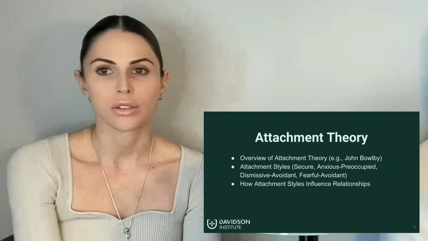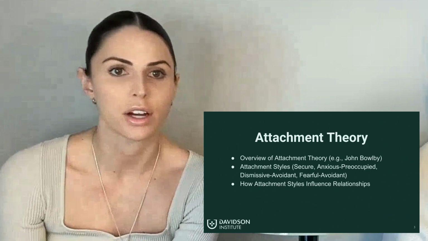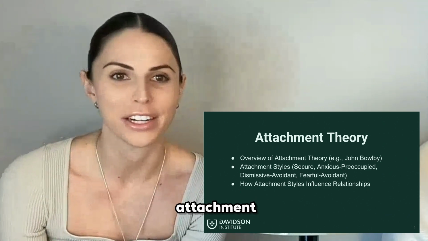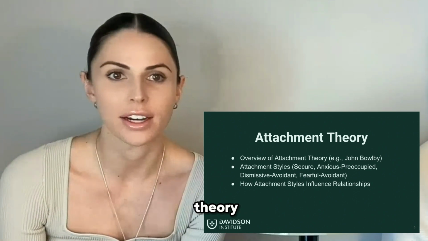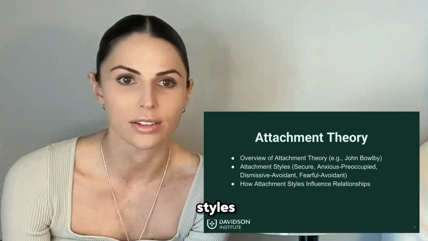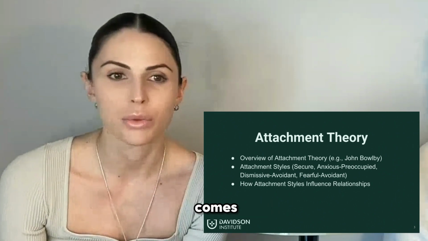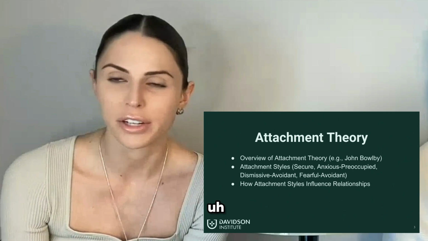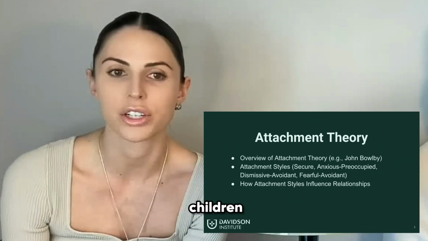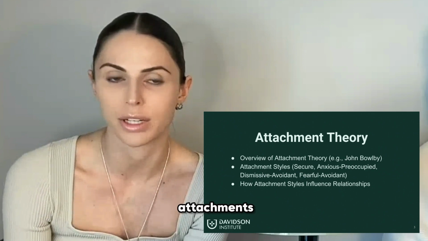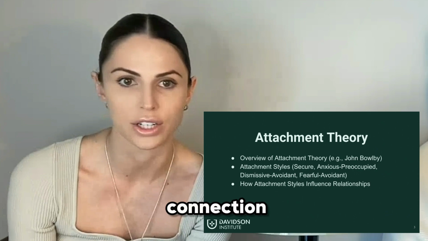Thank you. So the first thing that we want to talk about in relationship to relationships is attachment theory. So we'll go over an overview of attachment theory, the different attachment styles, and how attachment styles affect relationships. So this comes from Bowlby's evolutionary theory of attachment, which suggests that children come into the world basically pre-programmed to form attachments with others. We're wired for connection because this essentially helps you survive.